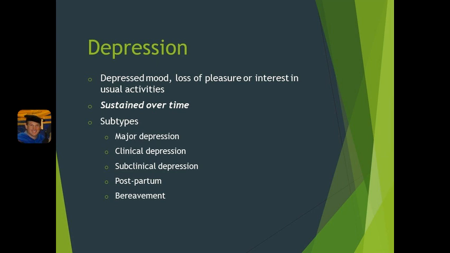Now, we're not talking about the DSM-5 in a lot of detail here. There are criteria for different types of depression. We're not trying to diagnose depression. However, as nurses, we should be screening for depression. There are some subtypes that the DSM-5 recognizes, which includes major depression, clinical depression, subclinical depression, postpartum, and bereavement.